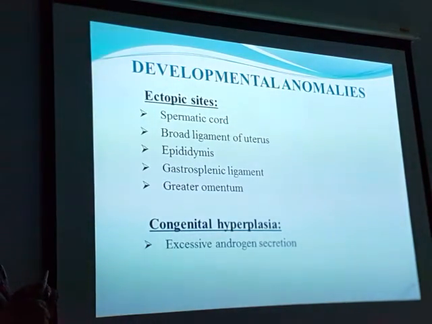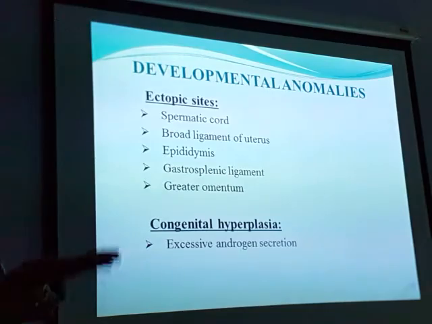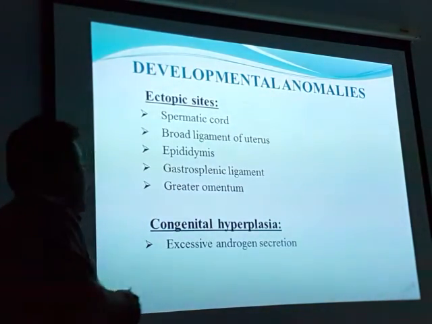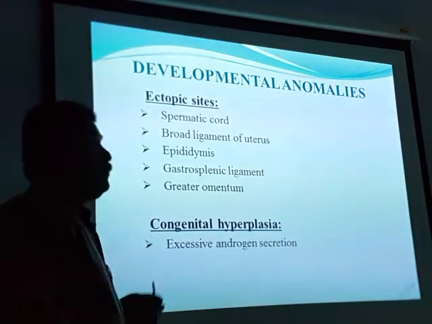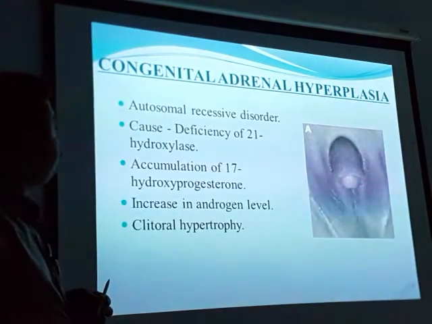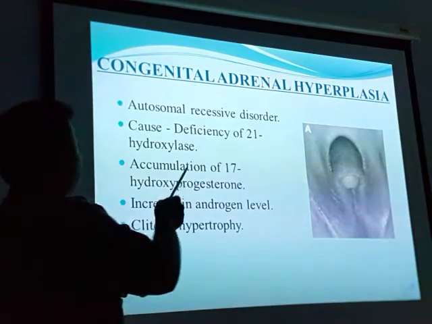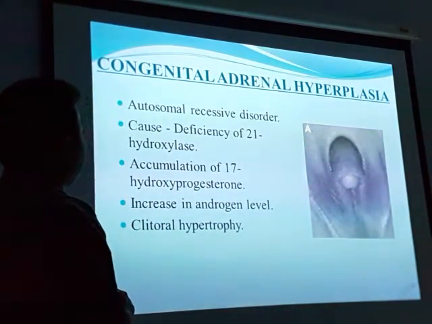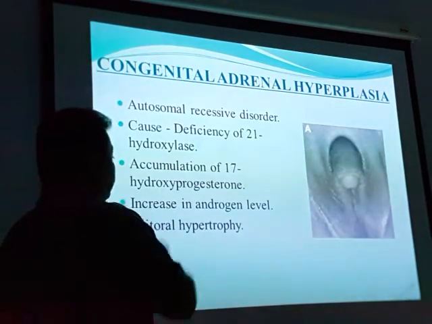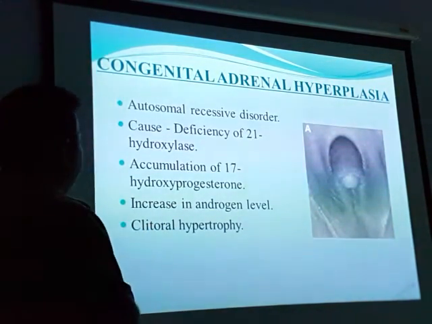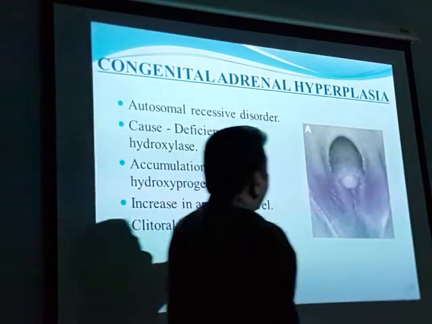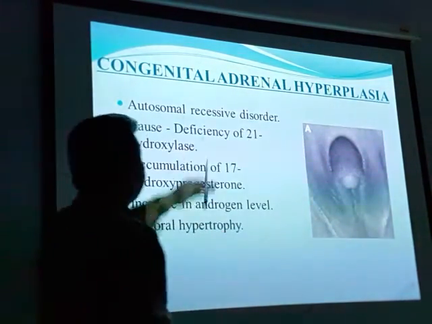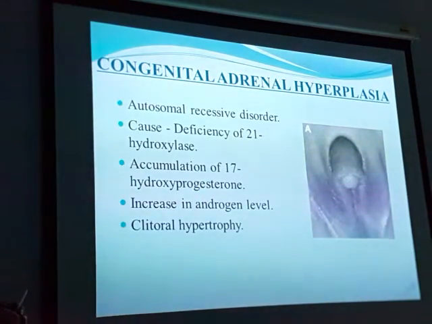Next is congenital hyperplasia, an increase in cell count. There is excessive androgen secretion due to the hyperplasia. Congenital adrenal hyperplasia is an autosomal recessive disorder, and due to the increased androgen level there may be clitoral hypertrophy.